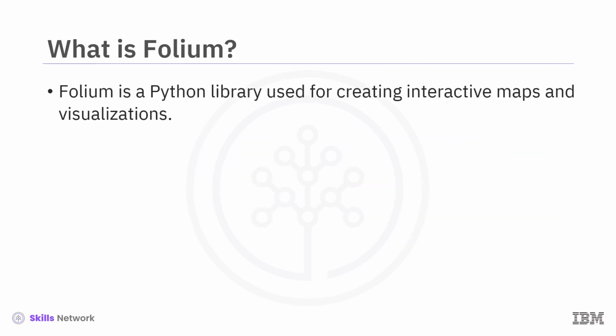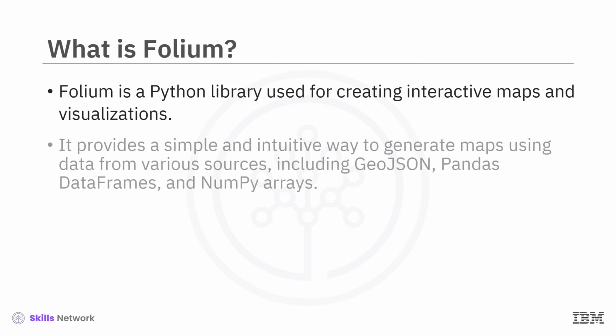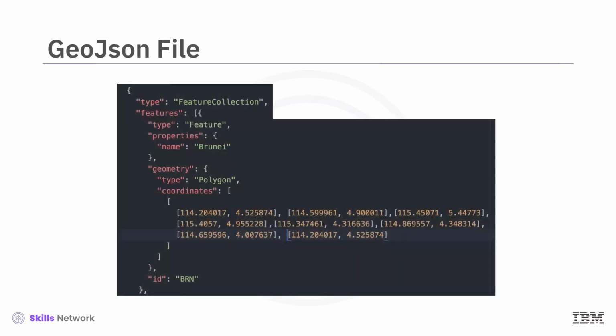Folium is a Python library used for creating interactive maps and visualizations. It provides a simple and intuitive way to generate maps using data from various sources, including GeoJSON, Pandas data frames, and NumPy arrays. To create a Choropleth map of a region of interest, Folium requires a GeoJSON file that includes geospatial data of the region.